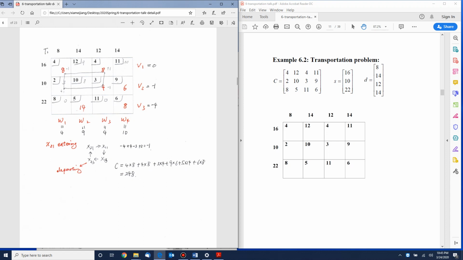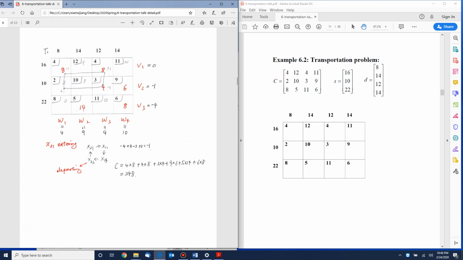So in market 1, we only need 8 units of the commodity. So we put the 8 into cell 11. And then on the first row, we have another 8 remaining, right? So the other 8, we put into cell 13. Okay, now the first row is done. We move to the second row.